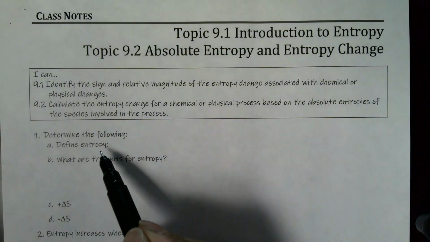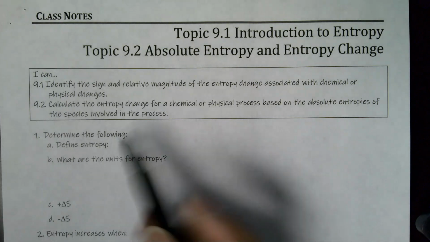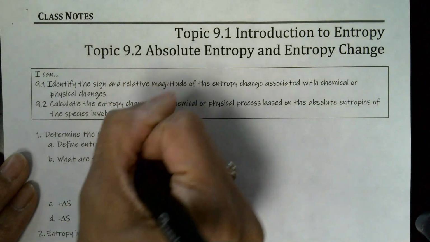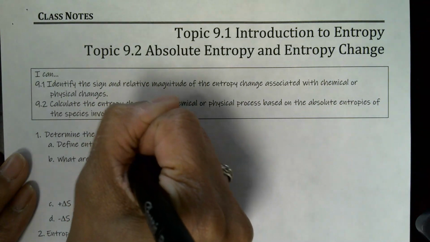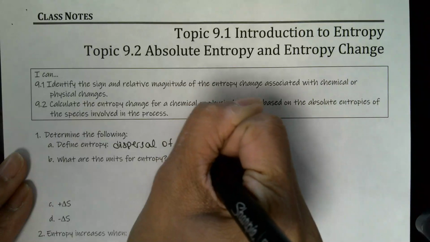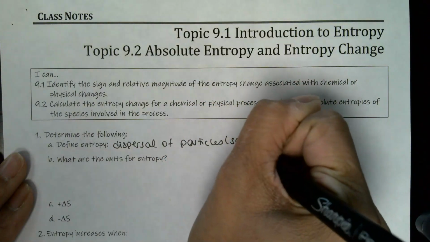So entropy, some of us know this better than others. This is disorder. If you think about it, you go to school, you have practice, you have work, etc. You come home, your room is a mess. That's just the natural law of entropy. So that's when our particles are spread out. It's a dispersal of particles, or they are just spread out.